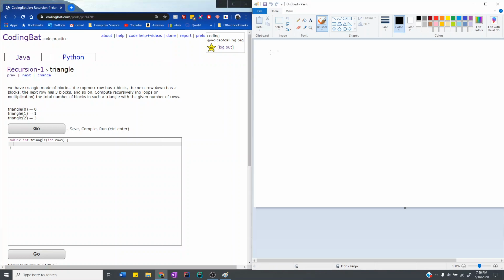When we get zero, then it's going to return zero, because clearly if it's a triangle with zero rows, then it has zero blocks. Okay, so when a triangle has one row, it has one block. And this also is kind of self-explanatory. If there's a triangle with one row, it's just going to be one block. Next, it's two rows, right? And then when there's two rows, the total number of blocks, so when there's row two it would have two, but then in total, if there's two rows, then there's going to be one, two, three, three.